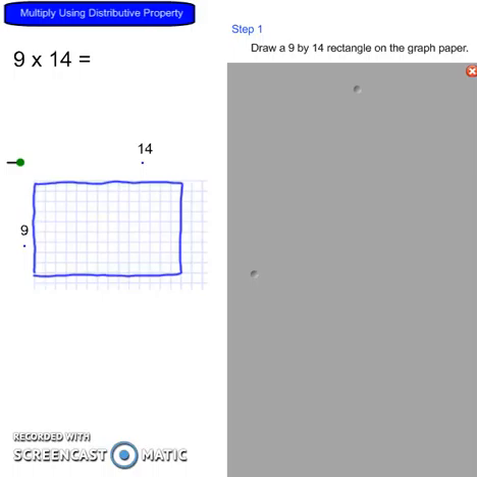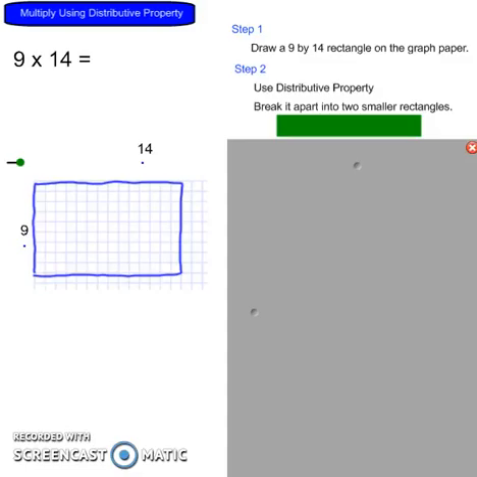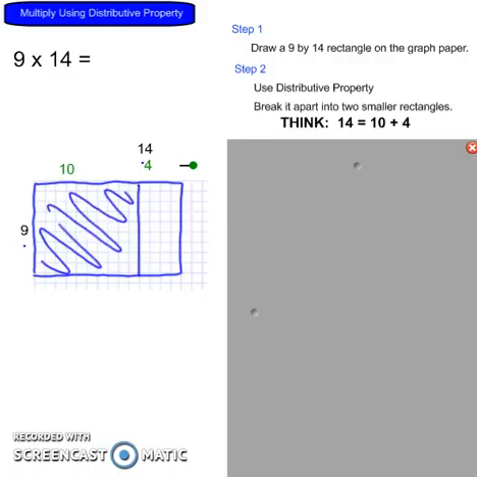Our next step is to break it down into its two addends. We're going to use distributive property to break apart that 14 into two smaller rectangles. So 14 is the same as 10 plus 4. Here we go. So I'm going to go over 10 and split it up, and now I have 9 by 10, or 9 times 10, and right next to it I have 9 by 4, or 9 times 4.